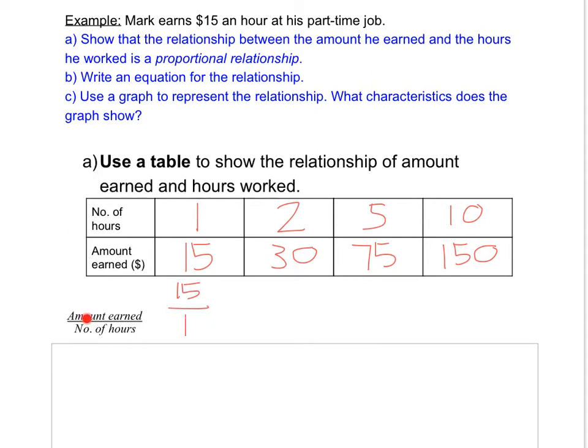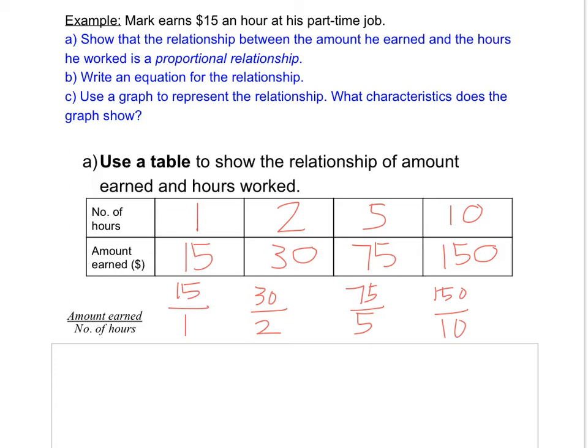Because we're talking about amount to hours. This is amount, this is hours. So 15 to 1 for this. If he worked 2 hours and he earned $30, then the ratio is 30 to 2. And the next ones are 75 to 5 and 150 to 10.